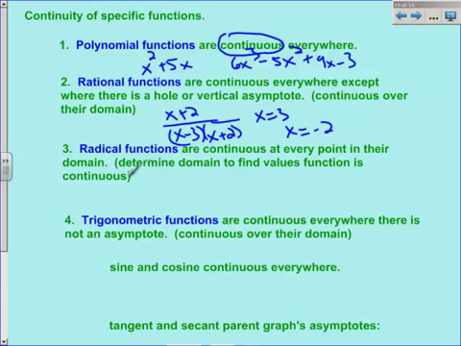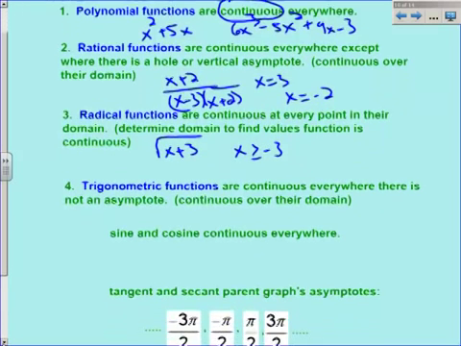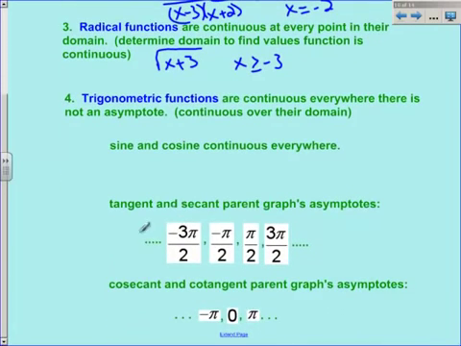Radical functions, you have to figure out, they are continuous everywhere, but you have to set what's inside the radical greater than or equal to 0. So if I had something like the square root of x plus 3, x would have to be larger than or equal to negative 3 because that's the first number that makes the inside 0. And trig functions, sine and cosine are always continuous, but your other ones that have vertical asymptotes have discontinuities.